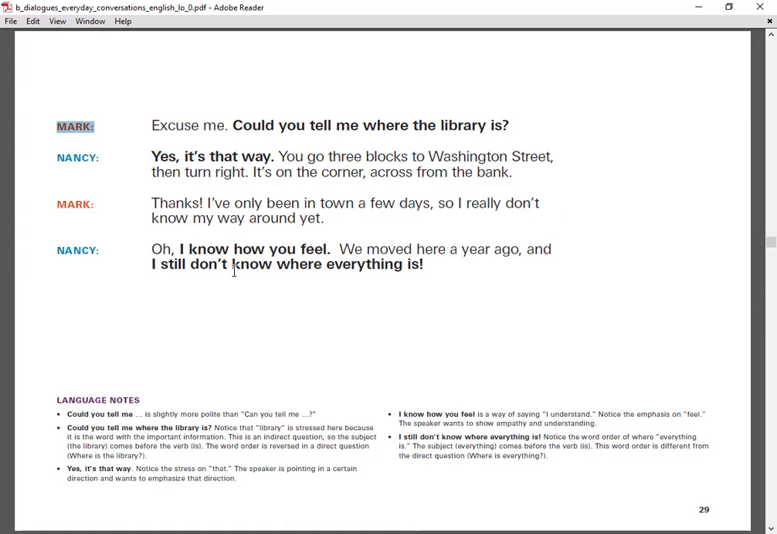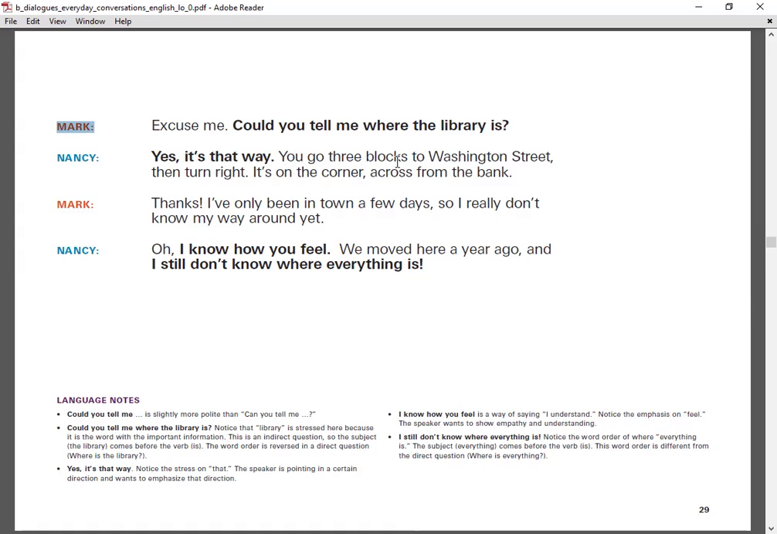Okay, let's go back to the conversation. He said, excuse me, could you tell me where the library is? Meaning, please, can you tell me or show me which direction the library is in. She said, yes, it is that way, meaning in that direction. You go 3 blocks. What do we mean by block? Block means a group of houses. Then at the end of this group of houses, you get a street. Each group of houses with a street between them, we call a block.